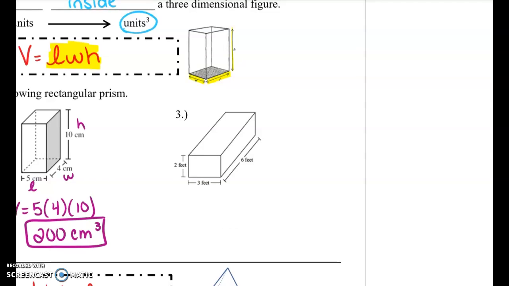And then my last one here, we'll say length, height, and width. So multiply length times width times height. And that's going to give me a volume of 36 feet cubed.